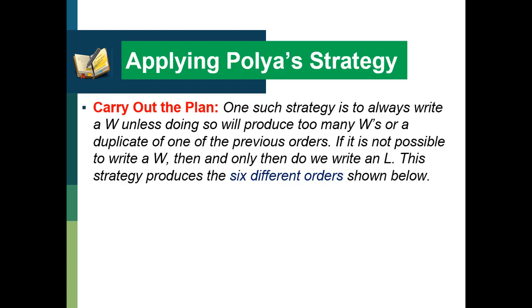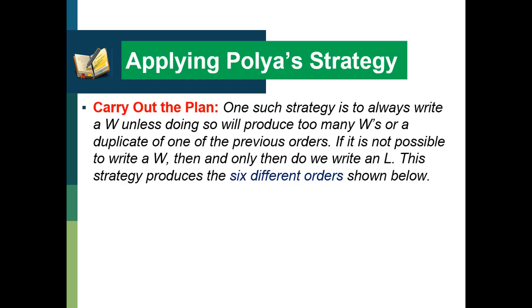One such strategy is to always write a W, unless doing so will produce too many W's, or a duplicate of one of the previous orders. If it is not possible to write a W, then and only then do we write an L. This strategy produces the 6 different orders shown below. So our strategy here is we will write a W first, but if you have already written 2 W's, then and only then will we write an L.